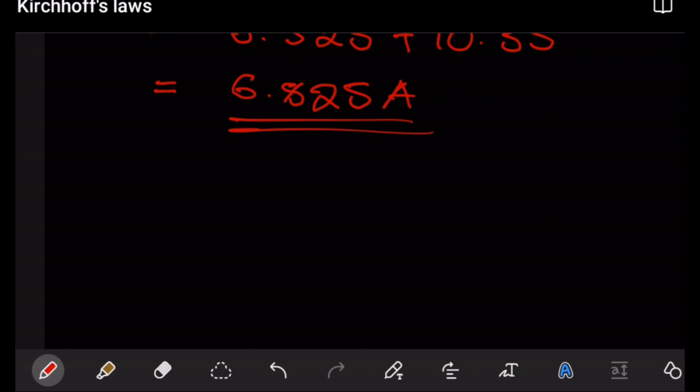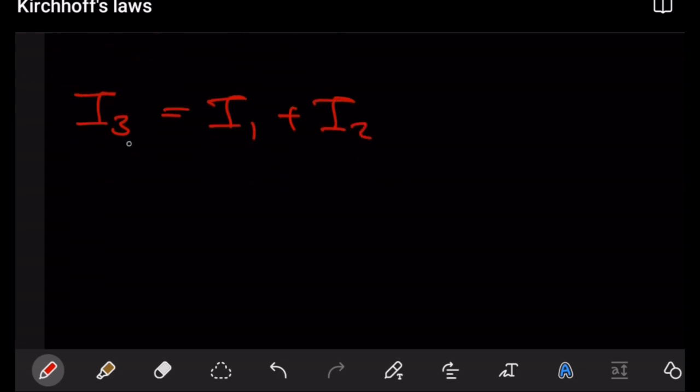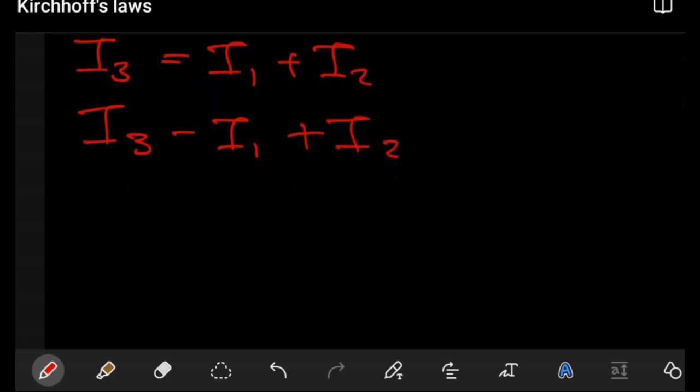If you want, you can actually try them out. You can try to see if they will satisfy this law. We can try for the first one. We had I3 is equal to I1 plus I2. So meaning we should have I3 minus I1 minus I2. Does this give us 0?